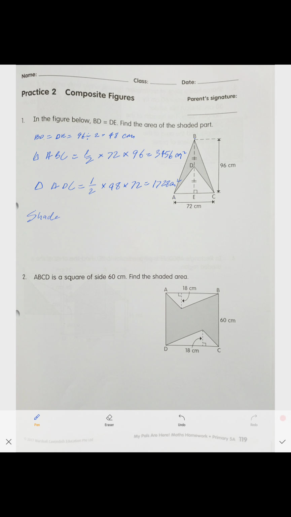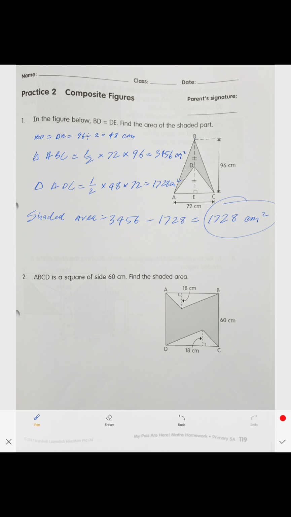So what is the difference? Shaded area is the difference. 3,456 minus 1,728 is equal to exactly the same. Half of height, you can see, half of height gives the half of the area, right? Square centimeters. Next one. ABCD is a square of side 60 centimeters.